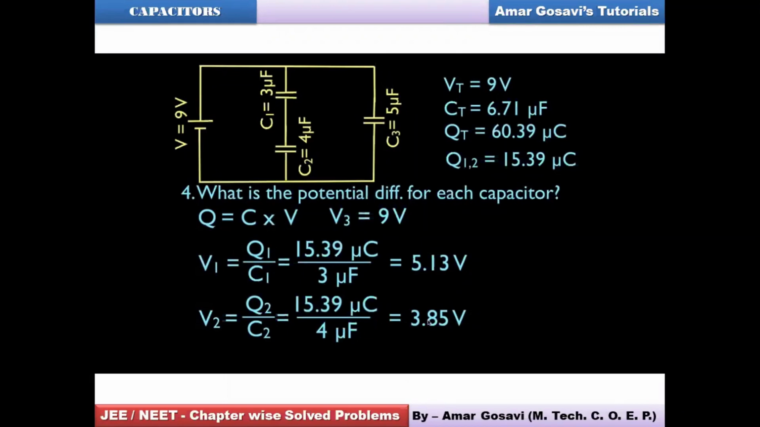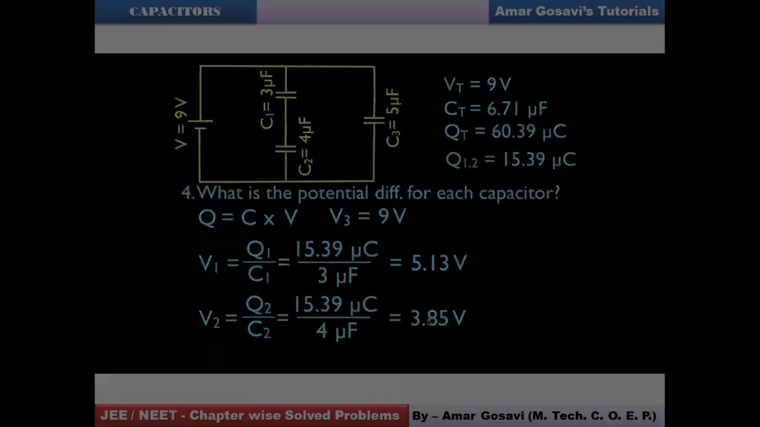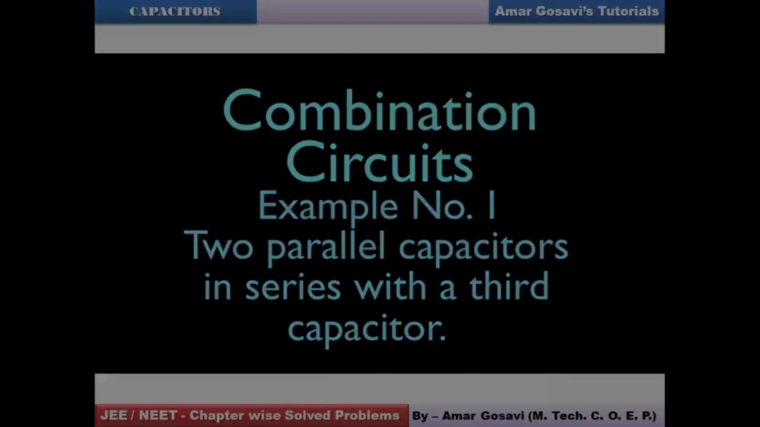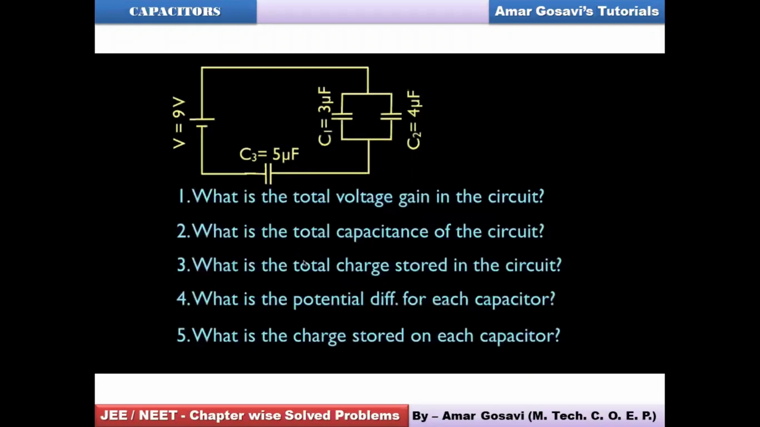Okay, I believe you have noted this down. Now the concept can be the other way around. You can have two parallel capacitors in series with the third capacitor. Okay, let's have a look at that. You can see now, here we have two parallel capacitors and together they are in series with 5 microfarad, that is C3.